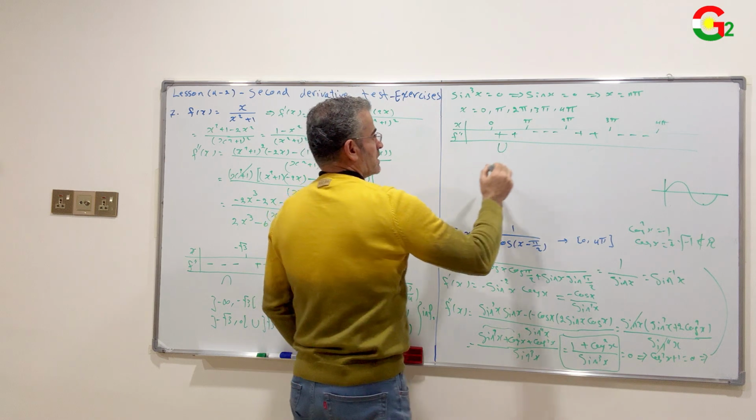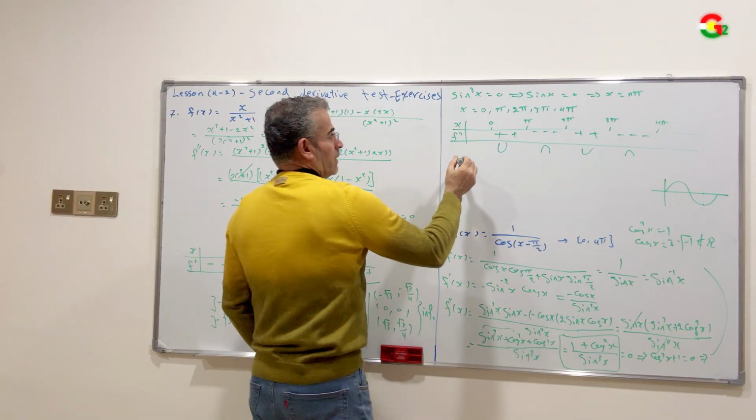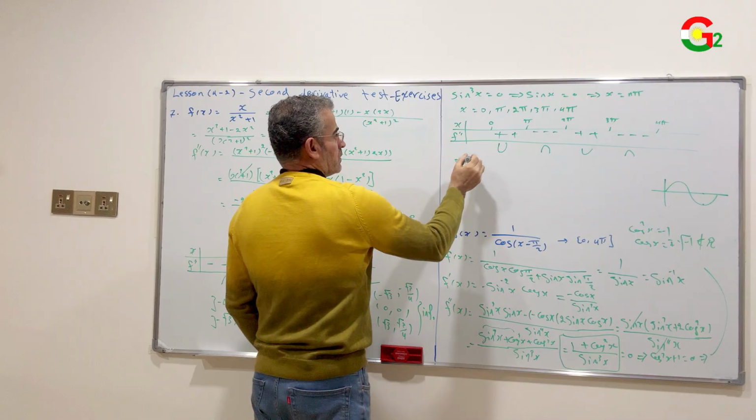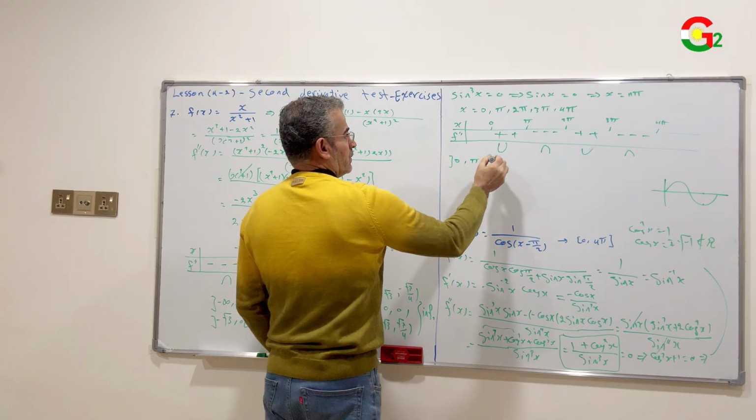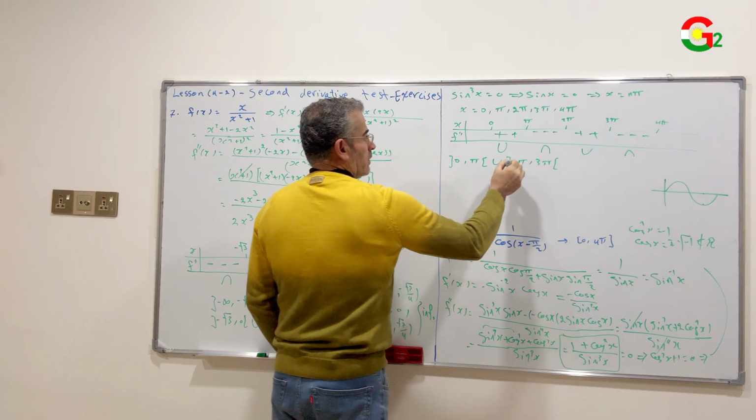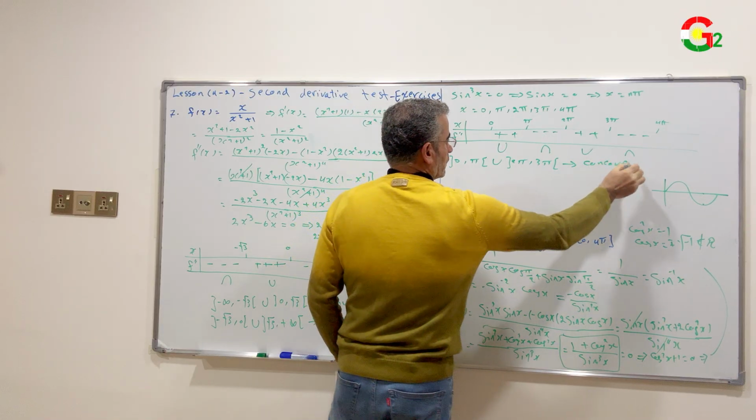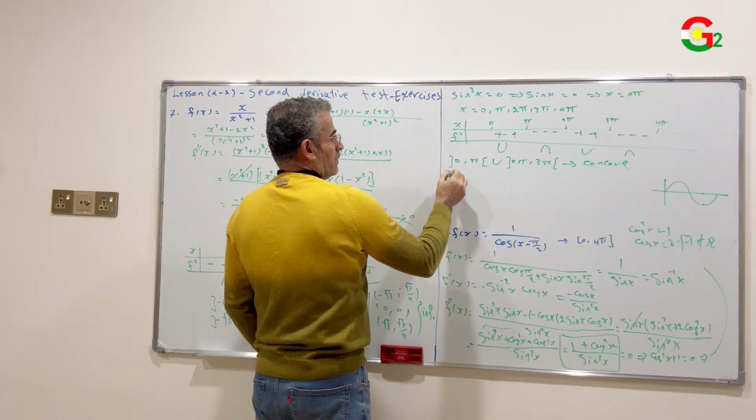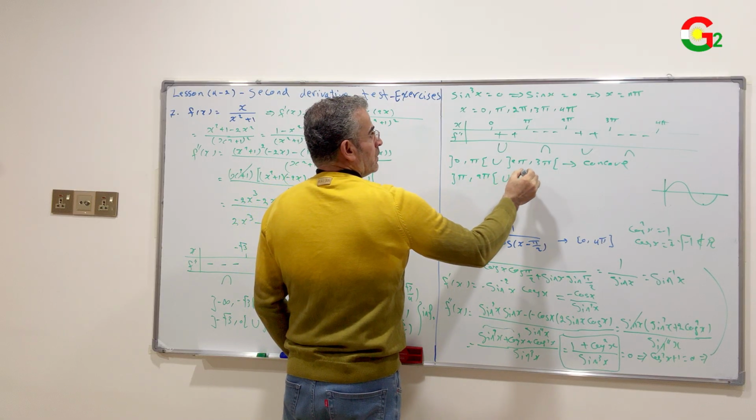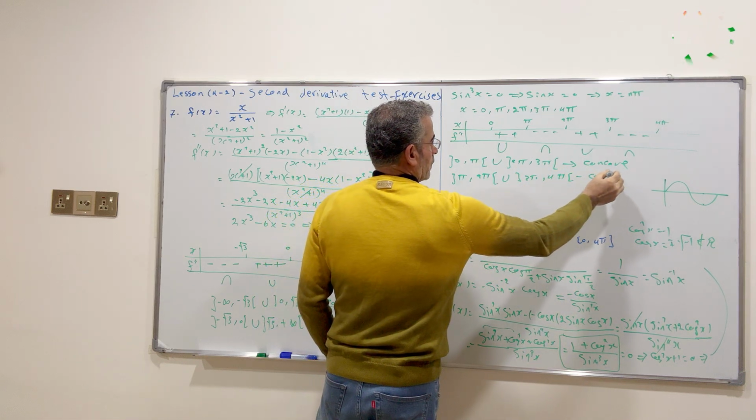Therefore, the function here is concave, convex, concave, convex. And the intervals are 0 to pi union 2 pi to 3 pi are the intervals where the function is concave, and from pi to 2 pi union 3 pi to 4 pi, the function is convex.